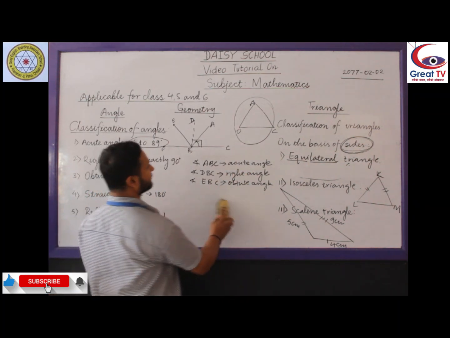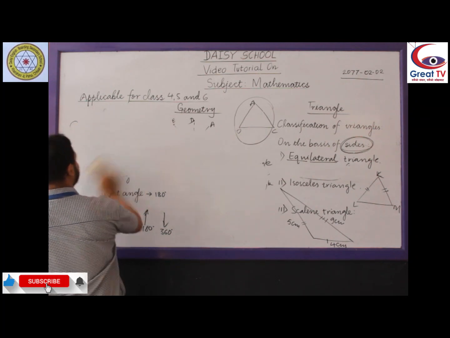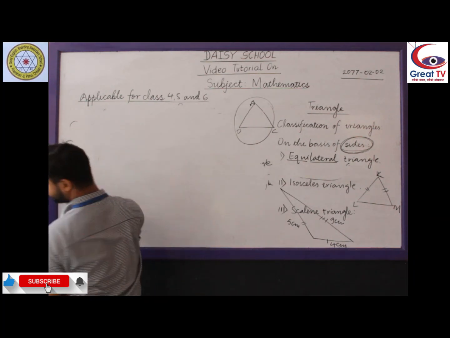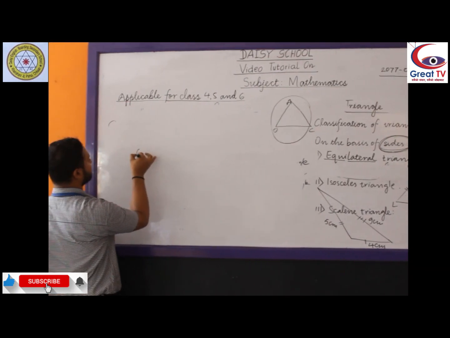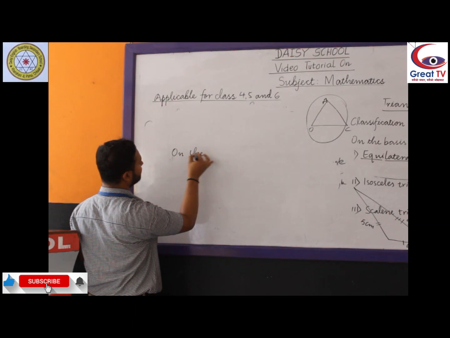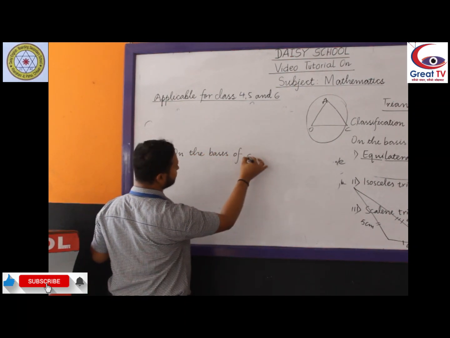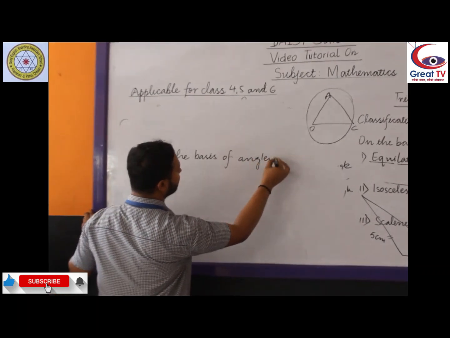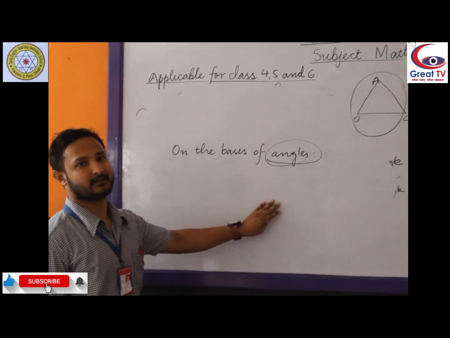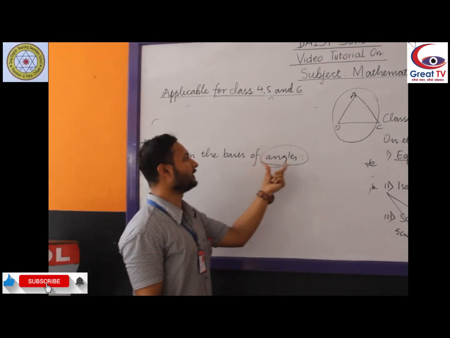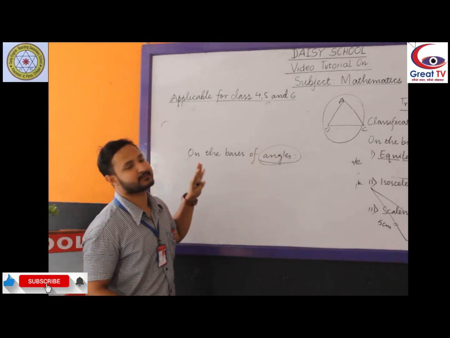Okay, after this, we can classify the triangle on the basis of angles. It means we have to go through the angles, not sides. So we look at the angles, we measure the angles and try to find the types of triangle.